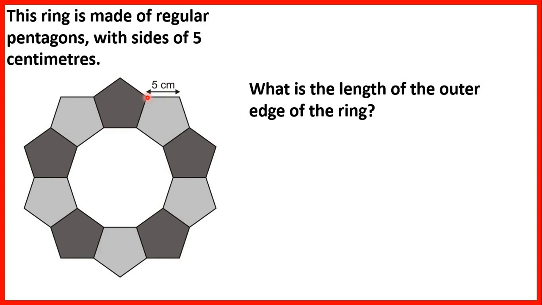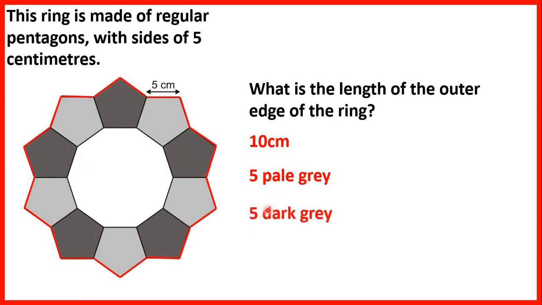So we could count 5, 10, 15, 20 and so on, or we could spot that these two lengths will be 10, and altogether we have 1, 2, 3, 4, 5 pale grey and 1, 2, 3, 4, 5 dark grey edges, so that's 10 edges or double edges altogether, and 10 times 10 is 100, so the length is 100 centimeters.